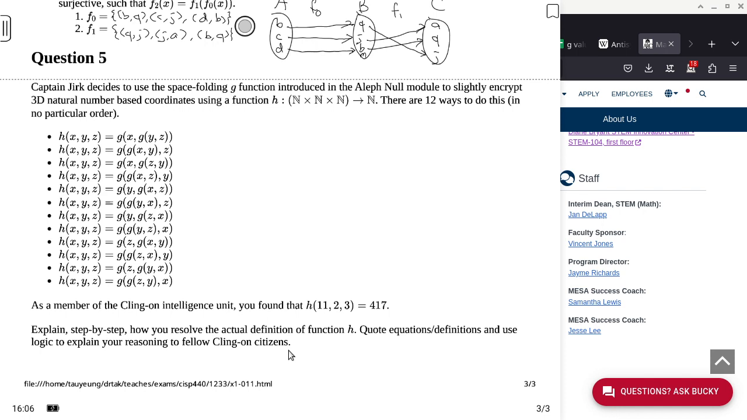So there's the g function, okay? What is the whole idea of the g function? What was the original purpose of the function that we call g in the aleph null module? Besides, what is aleph null? Aleph null, by definition, is the cardinality of the set of natural numbers.